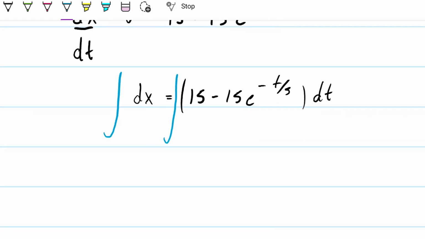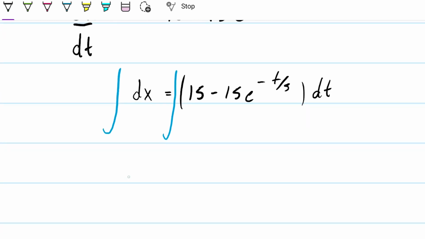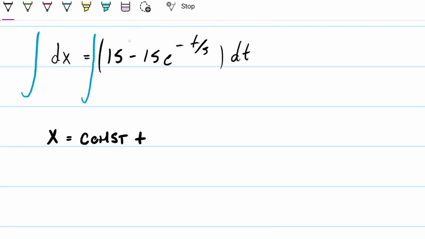So what do we do next? We go ahead and integrate. Here we're going to get x plus that constant. On both sides we're going to get a constant, so we can make sure we have a constant here, plus these two integrals. The integral here is 15 dt, so that's going to be 15t plus a constant. The constant is just going to be the sum of all the constants, so we have a final constant at the end.